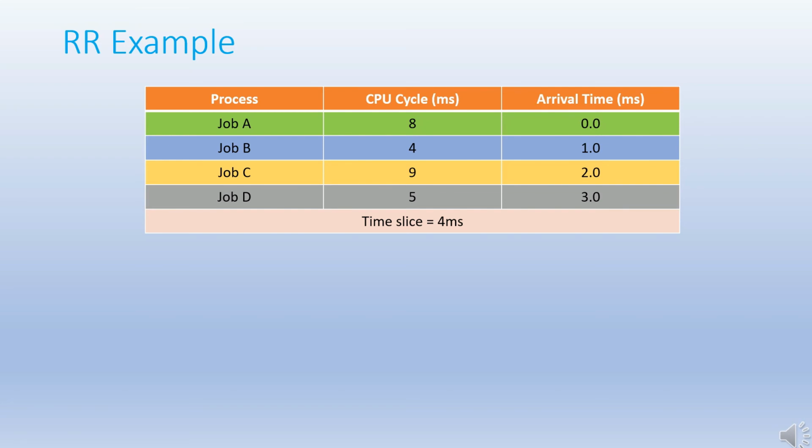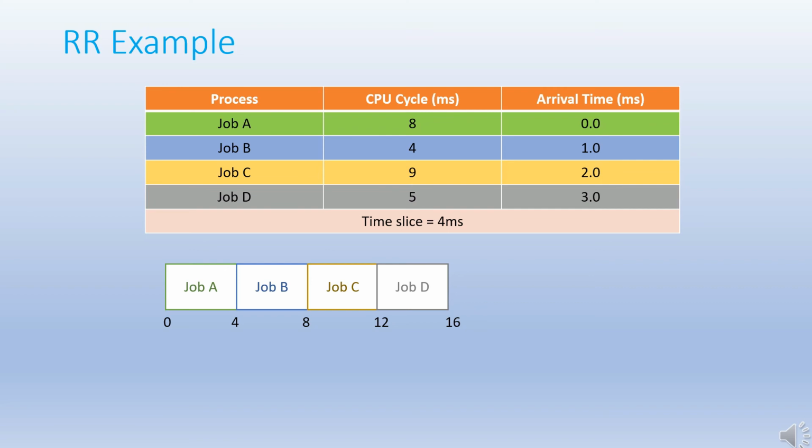Let's take a look at this round robin example. There are 4 jobs here, each with different CPU cycles and different arrival times, but all of them have the same time slot of 4 milliseconds. Job A is executed first because it arrived first. After 4 milliseconds, job A is preempted even though it hasn't been completed, and job B continues. After another 4 milliseconds, job C continues, followed by job D.